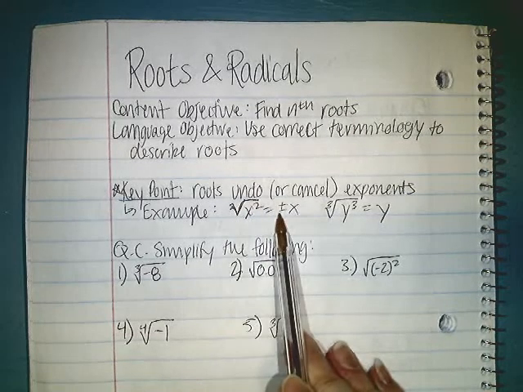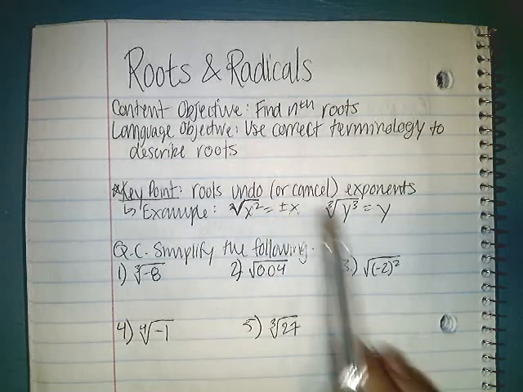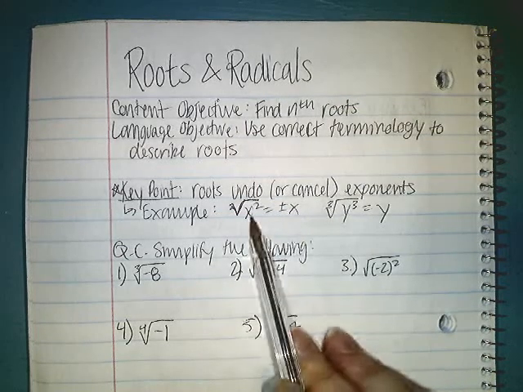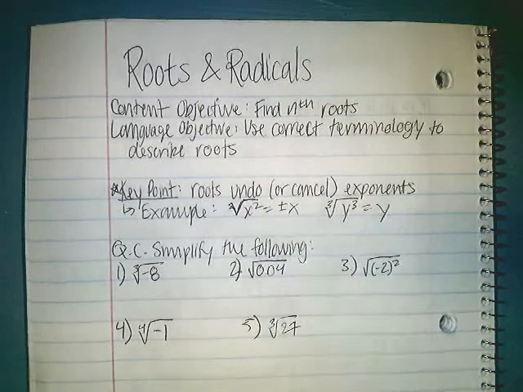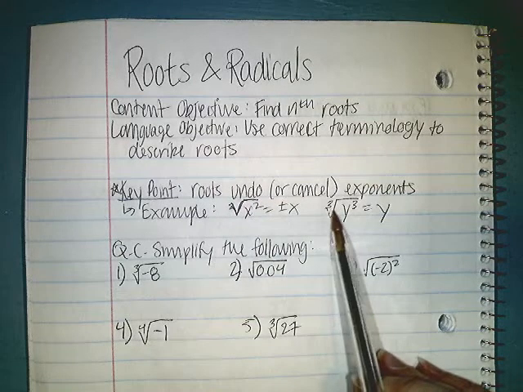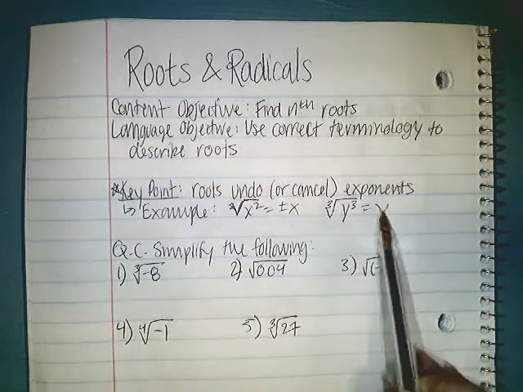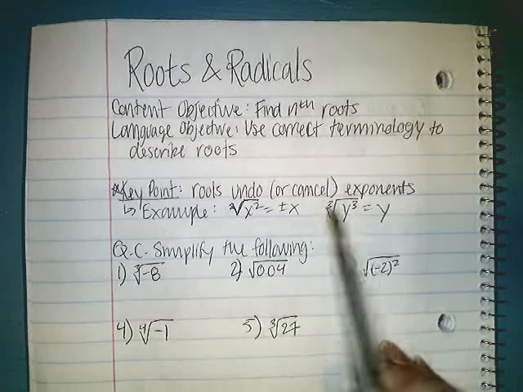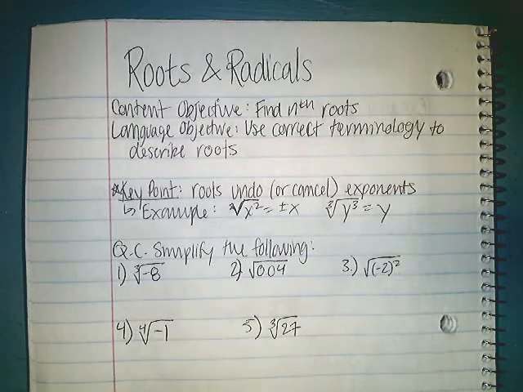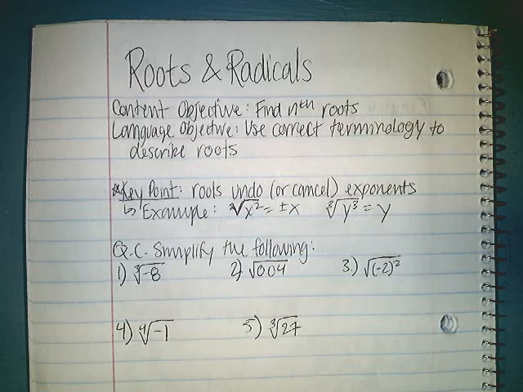Since it's an even root, you end up with plus or minus, because a negative times a negative would still give you a positive radicand. And then similarly, the cube root of y cubed would just give you y, because the cube root and the cube undo or cancel each other. They're inverse operations. They undo each other.